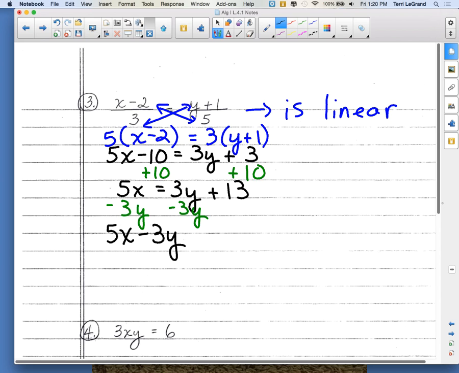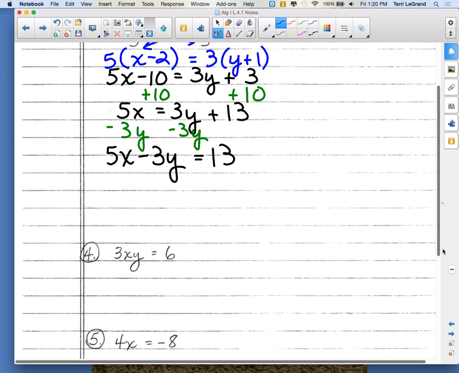Lesson 1.6, that hateful lesson. Rearrange the equation: 5x minus 3y equals 13. We're going to do a lot of rearranging equations in this chapter. So welcome back to lesson 1.6.